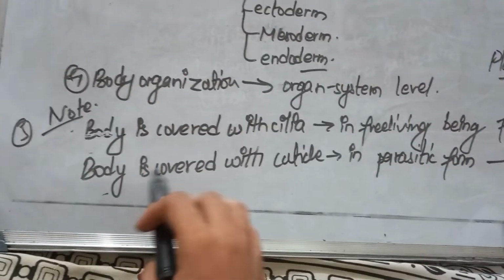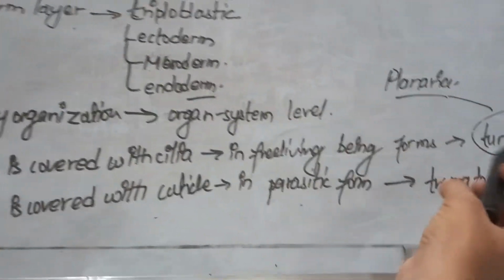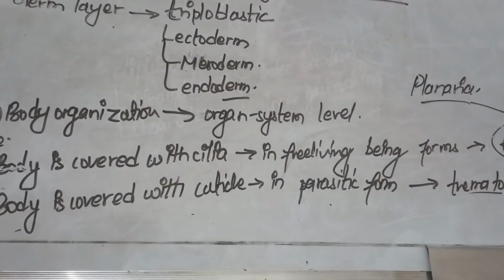Yes or not? The body is covered with cuticle in parasitic forms, Trematoda and Cestoda. In Trematoda as well as in Cestoda.